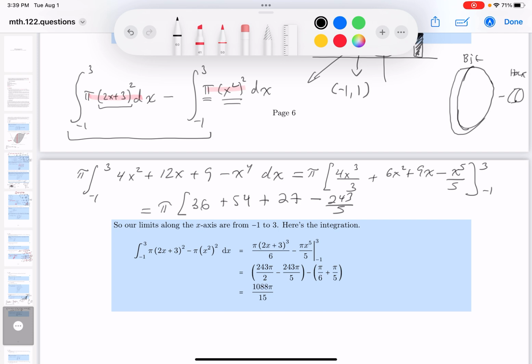over 5. Yep, I know that's painful for a lot of students. We're trying to encourage you to work on this, though. What do you get now? Oh, boy. You get minus 4/3. What do you get next? Plus 6, minus 9, and then plus 1/5.